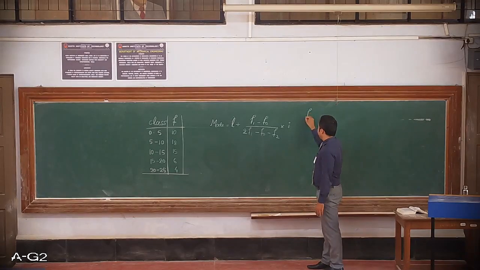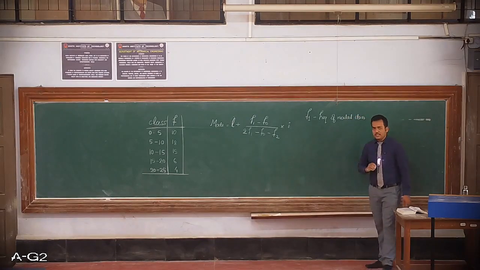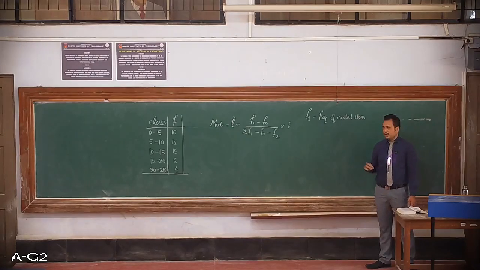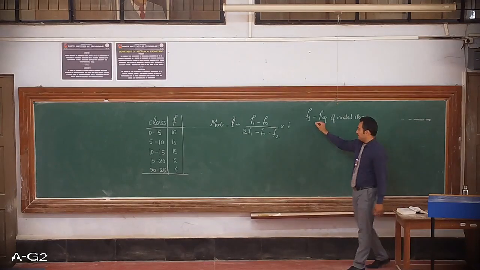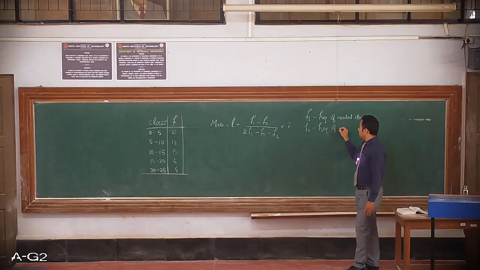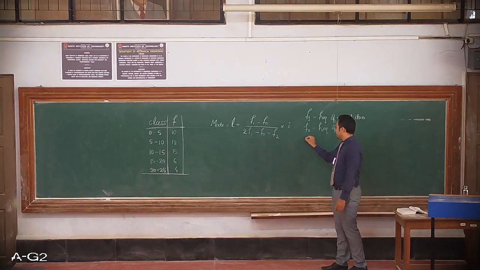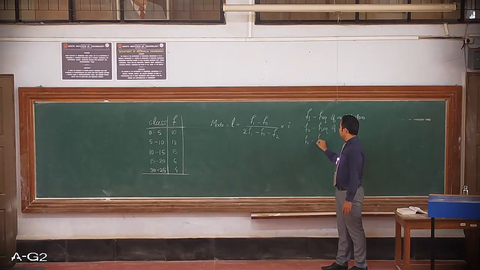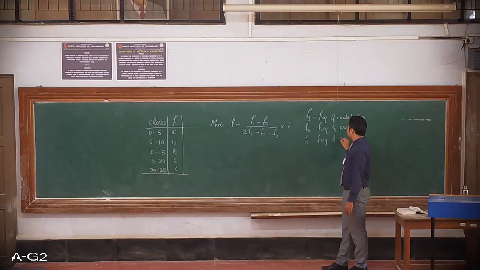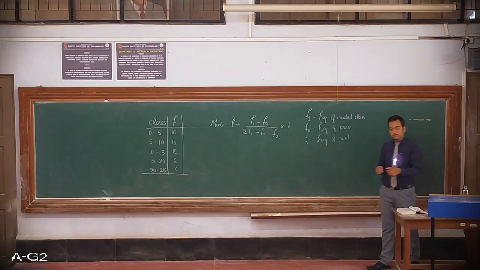So this f1 is the frequency of the modal class. The class which is having the highest frequency is your modal class, where you have that frequency f1. f0 is the frequency of the previous class of the modal class, and f2 is the frequency of the next class. So f2 is the frequency of the class which is just after your modal class.